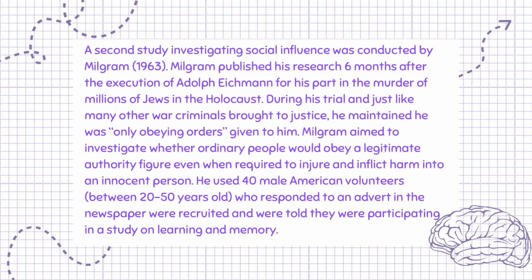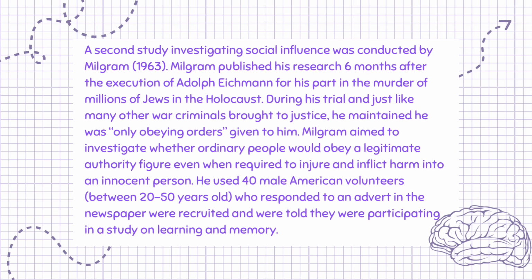A second study investigating social influence was conducted by Milgram, 1963. Milgram published his research 6 months after the execution of Adolf Eichmann for his part in the murder of millions of Jews in the Holocaust. During his trial, just like many other war criminals brought to justice, he maintained he was only obeying orders given to him. Milgram aimed to investigate whether ordinary people would obey a legitimate authority figure even when required to injure and inflict harm on an innocent person.